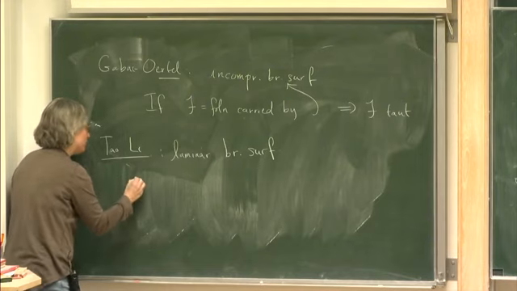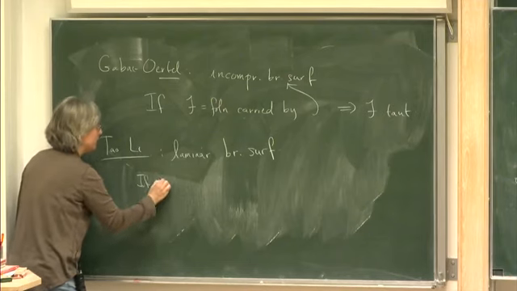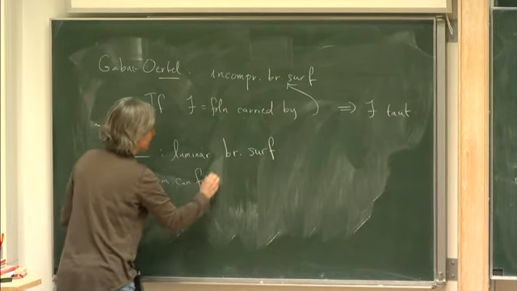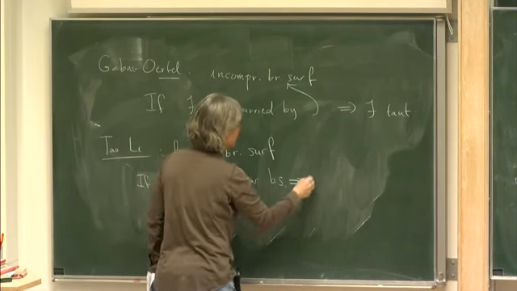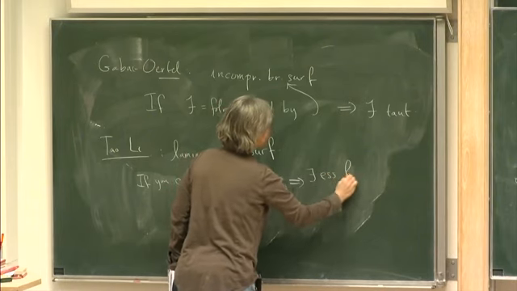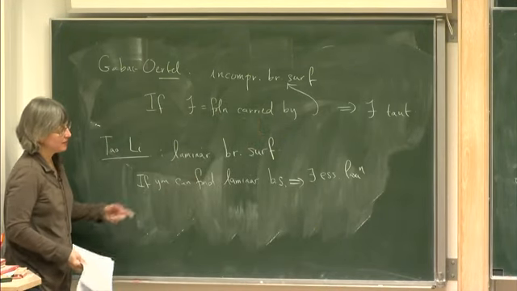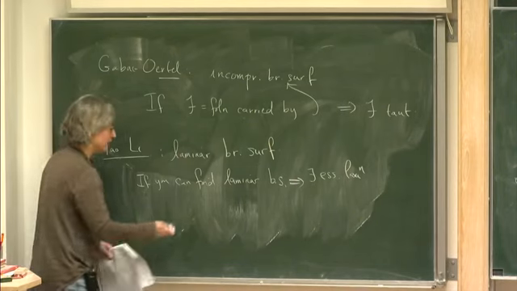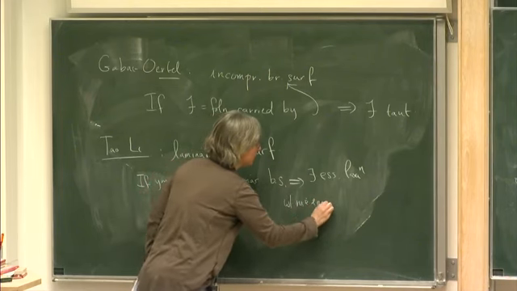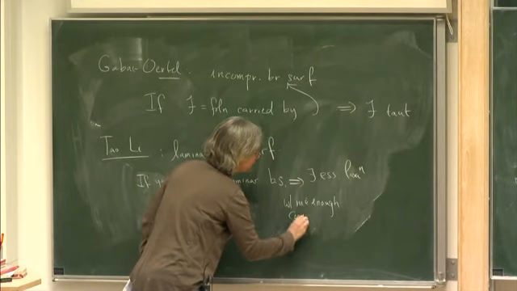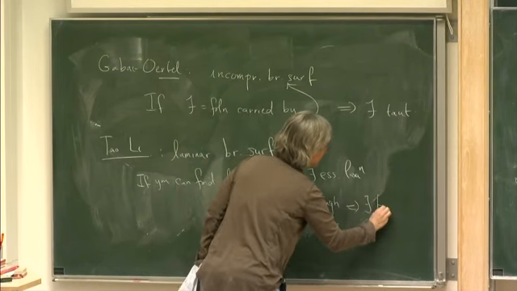Tao Li, his result is that if you can find a laminar branched surface, you know that there's an essential lamination. So if you can find a laminar branched surface which has nice enough complementary regions, you know that you have a taut foliation. So if you can find a laminar branched surface with nice enough complementary regions, then you know that there's a taut foliation.